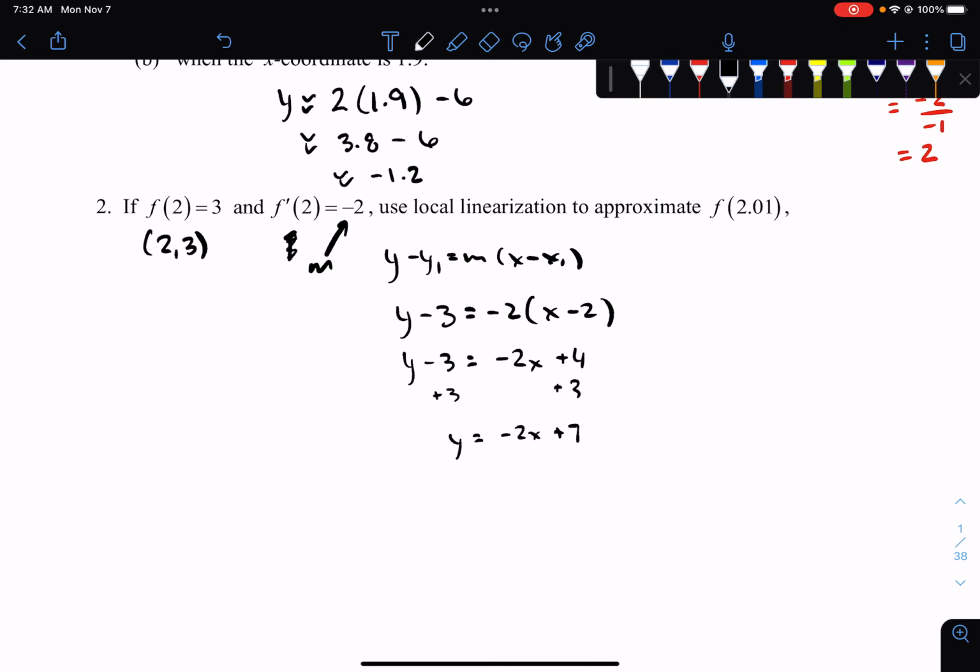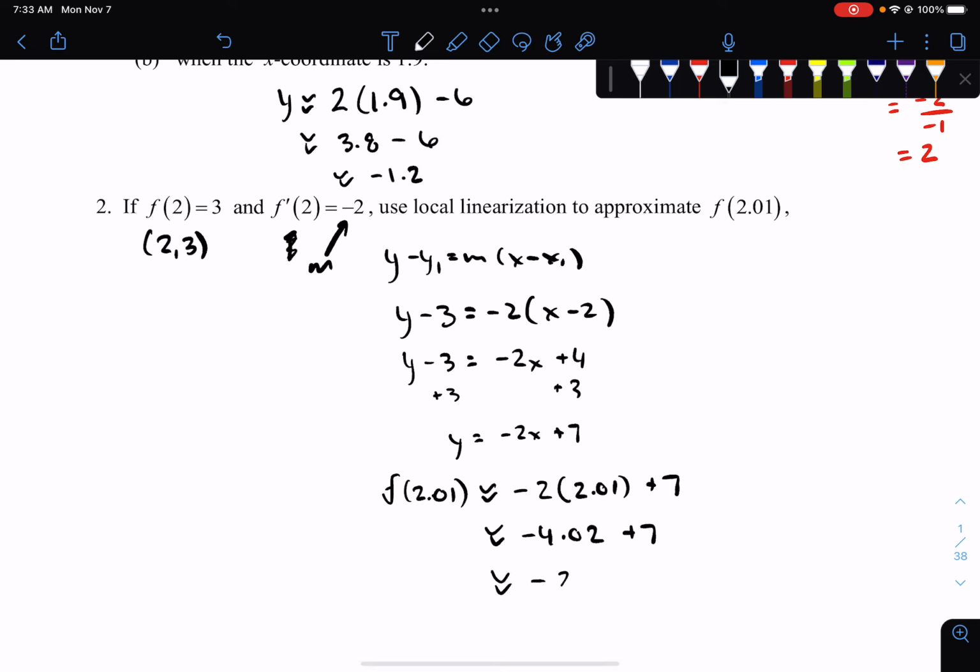So y equals negative 2x plus 7. This is the function I'm going to use to approximate my answer, right? So I'm going to say f of 2.1 is approximately negative 2 times 2.1 plus 7, which is approximately negative 4.2 plus 7, which is approximately what? 2.8, because it's just under 3.